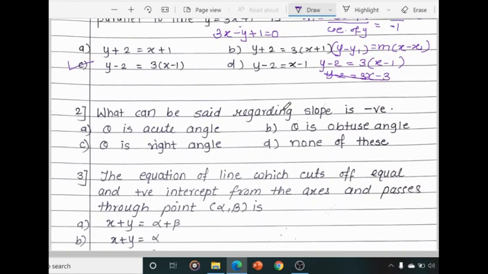Second, what can be said regarding slope is negative? We know slope is negative when theta is an obtuse angle. This is the condition, so we need to remember this condition.